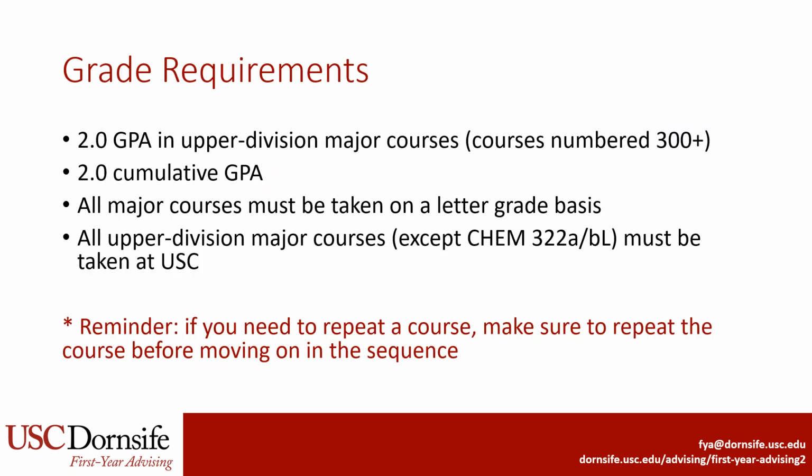All USC students, regardless of major, are required to have at least a 2.0 GPA in upper division major courses and at least a 2.0 GPA overall. All major courses must be taken for a letter grade, not pass/no pass. All upper division courses must be taken at USC. The exception is organic chemistry, which may be taken off campus. Lower division courses, such as calculus and general chemistry, may be transferred in.